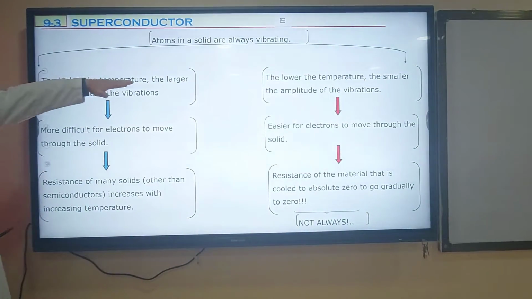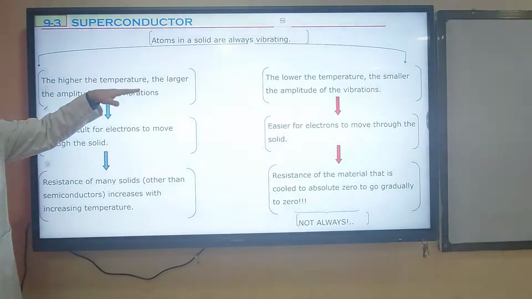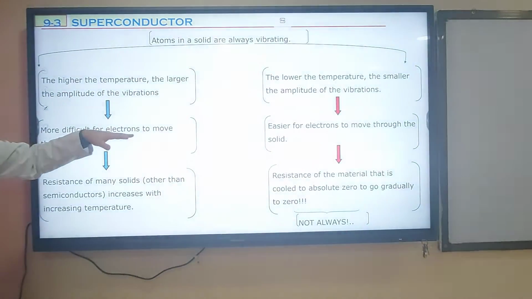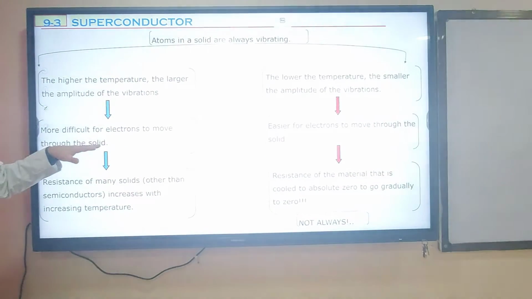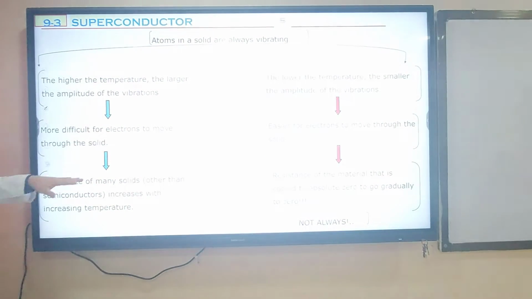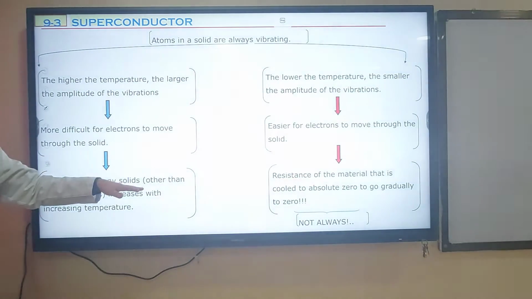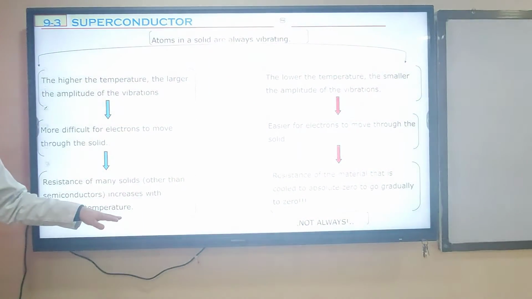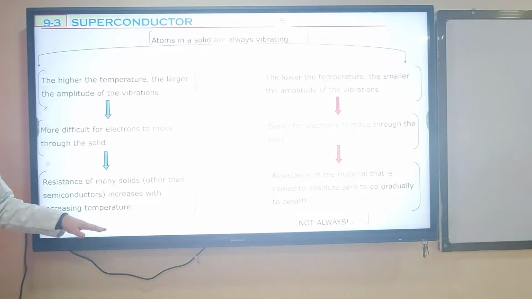The higher the temperature, the larger the amplitude of the vibration of the atoms, and more difficult for electrons to move through the solid structure. And then resistance of many solids increases with increasing temperature, except semiconductors. In semiconductors, it is opposite.